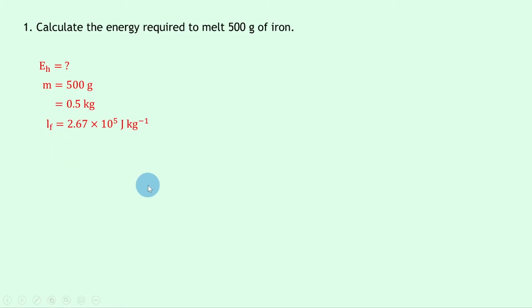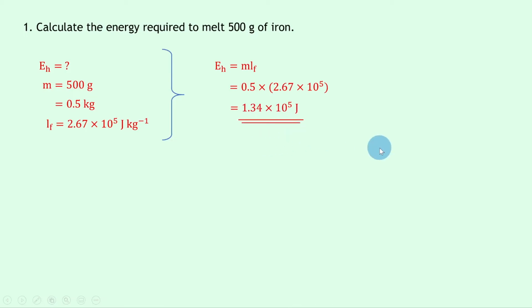So writing down our equation for specific latent heat, we have EH equals mL, but I'm using L subscript F here to mean fusion, just so we don't get confused with vaporization. So substituting in our numbers, we have 0.5 times 2.67 times 10 to the 5, and putting that into our calculator should give you an answer of 1.34 times 10 to the 5 joules.